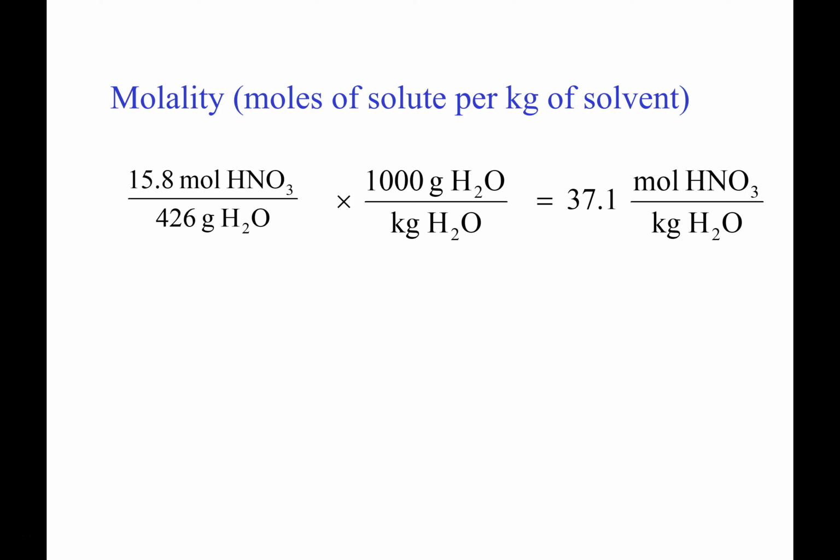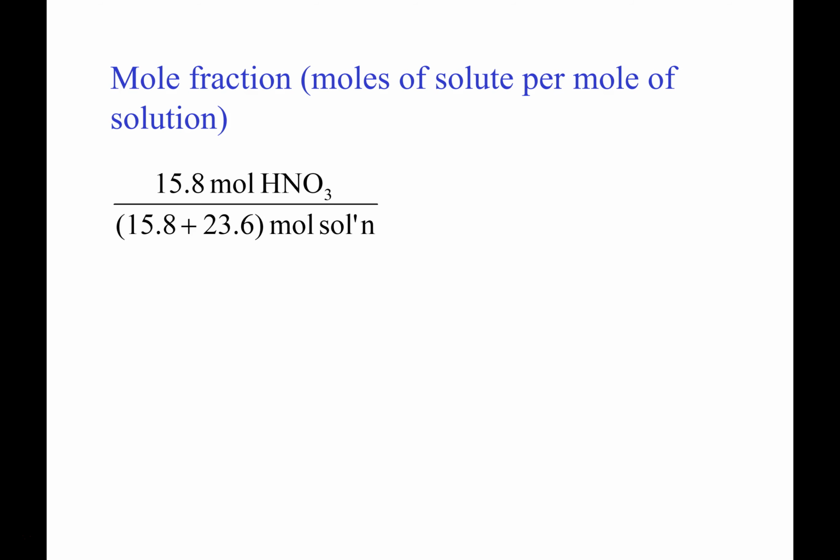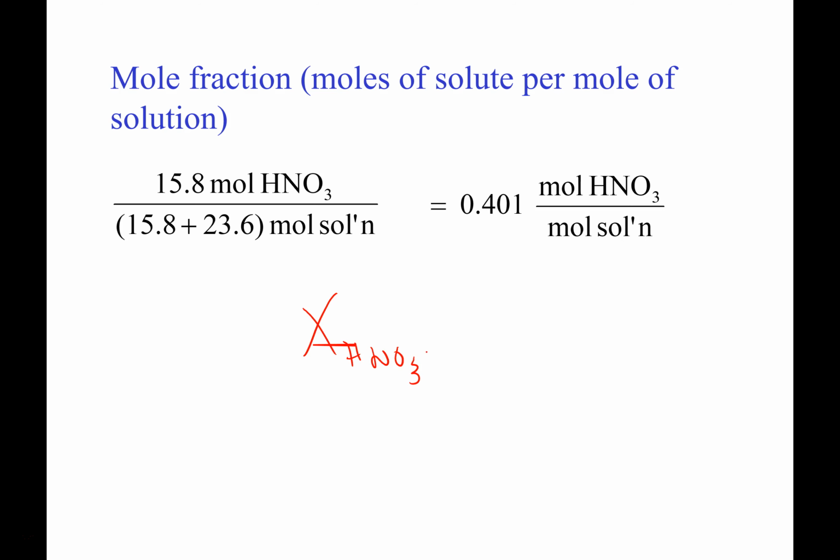And then last but not least, mole fraction. In the numerator, we're going to put the 15.8 moles of HNO3, and in the denominator, we're going to put 15.8 plus 23.6. So that would be the moles of HNO3 and the moles of H2O as we set up the problem. To 3 sig figs, you're looking at a mole fraction of HNO3 equal to 0.401. Again, mole fractions are usually unitless.